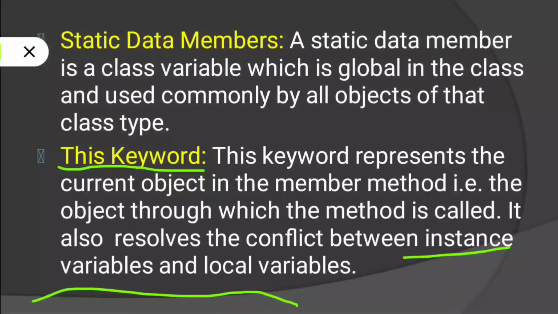We use the this keyword to differentiate between instance variable and local variable, means global variable and local variable. Suppose we declare a variable a as an instance variable, and at the same time we declare a local variable a. Then how will we differentiate? That time we will use the this keyword to differentiate them. Understood? That is the use of the this keyword.